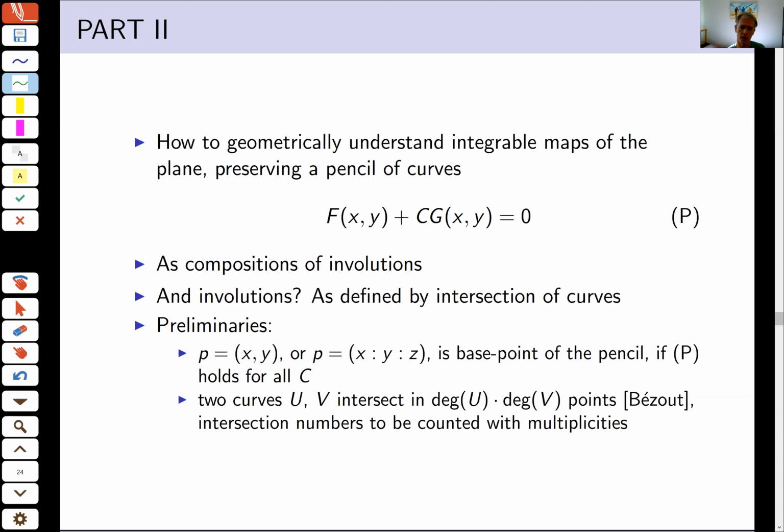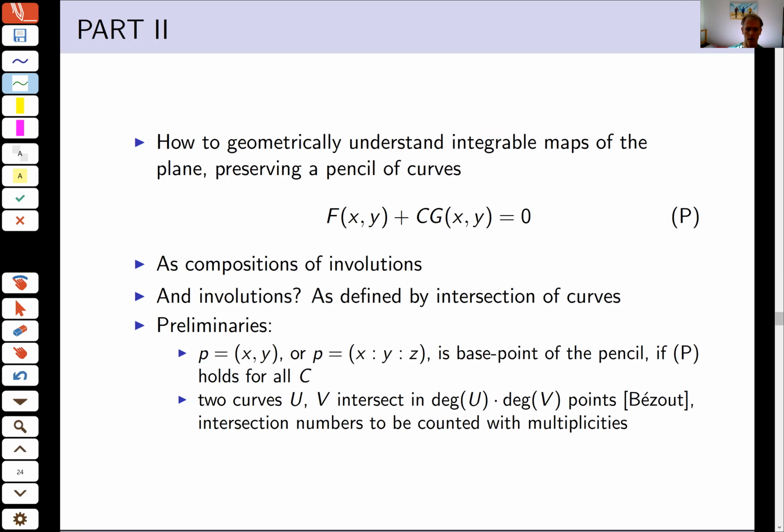And involutions, how are they defined? There are some classifications of involutions of the plane, but we are going to look at the involutions as intersection of curves. And to do that, I need you to know a few things. I need you to know what a base point of a pencil is, and Bezout's theorem. So if we have two curves, then these curves intersect in the product of their degrees points, and we should count intersection numbers with multiplicities.